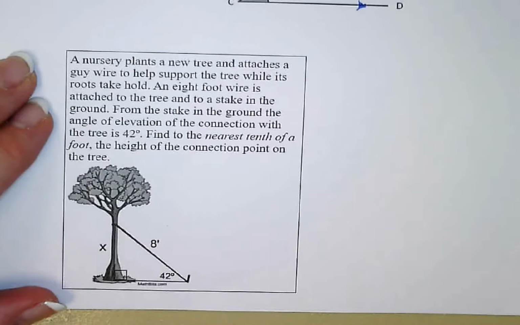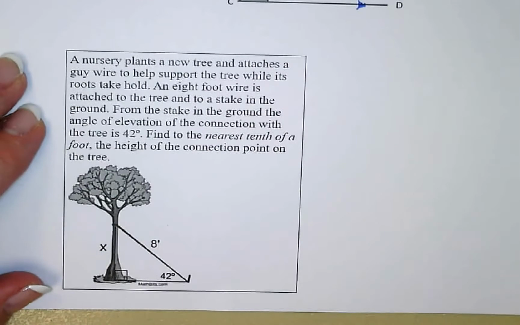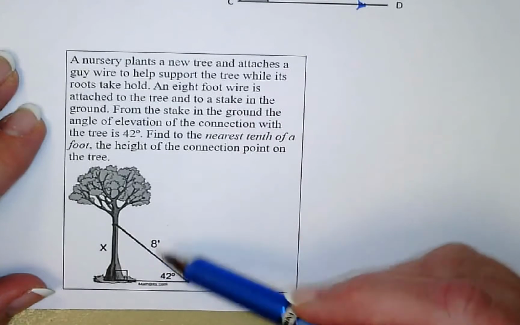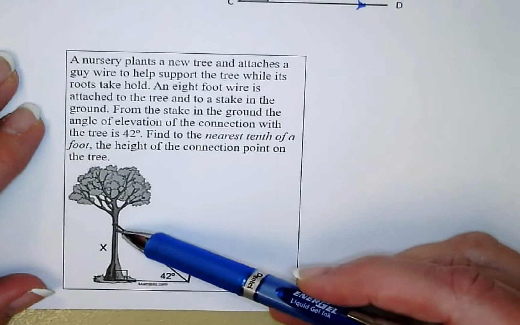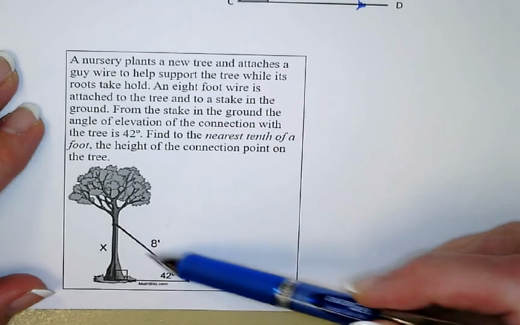The first example: a nursery plants a new tree and attaches a guy wire to help support the tree while its roots take hold. An 8-foot wire is attached to the tree and to a stake in the ground. From the stake in the ground, the angle of elevation of the connection with the tree is 42 degrees. Find, to the nearest tenth of a foot, the height of the connecting point on the tree. So you can see here they've taken this information and put it on an example.